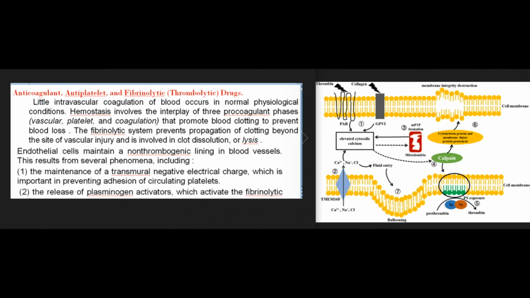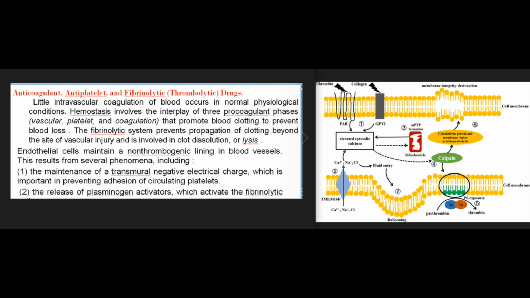Anticoagulant, antiplatelet, and fibrinolytic (thrombolytic) drugs. Little intravascular coagulation of blood occurs in normal physiological conditions. Hemostasis involves the interplay of three procoagulant phases, vascular, platelet, and coagulation, that promote blood clotting to prevent blood loss.